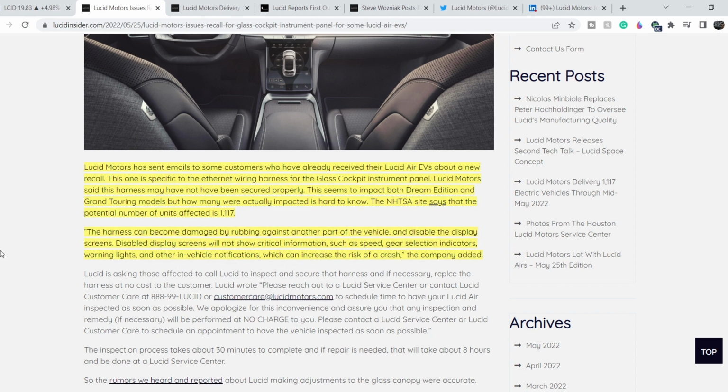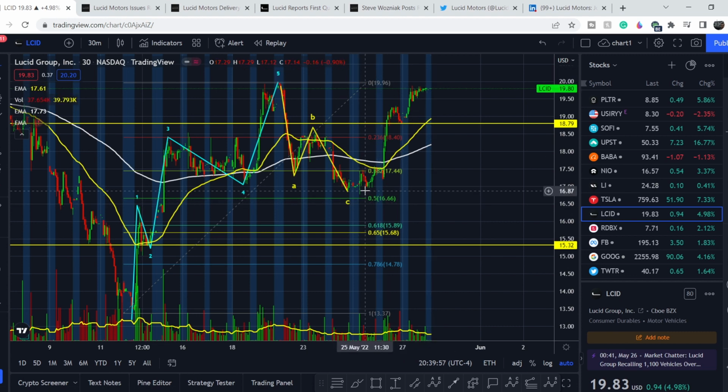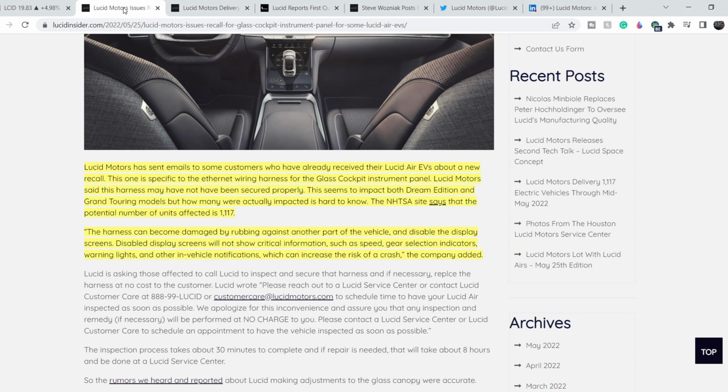And definitely these recalls are not very bullish for any company, but let me show you that right after this recall was published, we had this movement to the upside that gained about 17%. So it is what it is. This recall didn't affect the price of Lucid in any way. Instead, it went higher. And the main information that we should pay attention to is the number of vehicles affected.